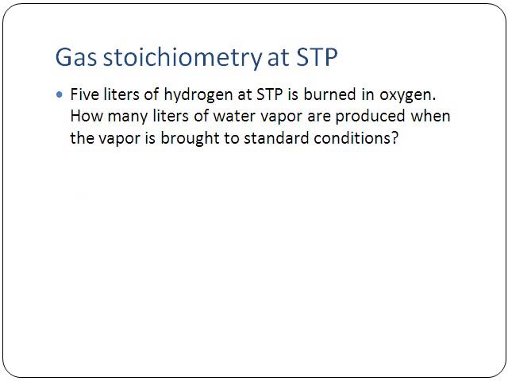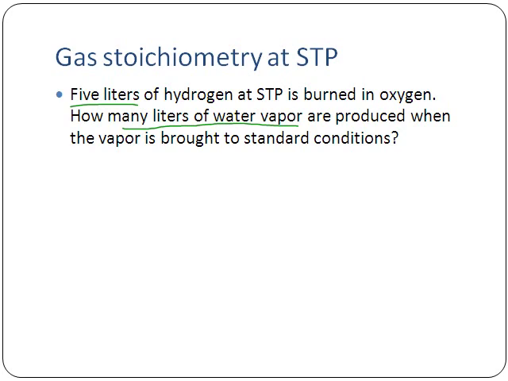So another problem here. 5 liters of hydrogen at STP is burned in oxygen. Question is, how many liters of water vapor are produced when the vapor is brought to standard conditions? So in this case, we know that we start off with 5 liters of hydrogen. We're burning it in oxygen. And so we're asking about how many liters of water vapor. So we do have a reaction here. We're going to have to convert.